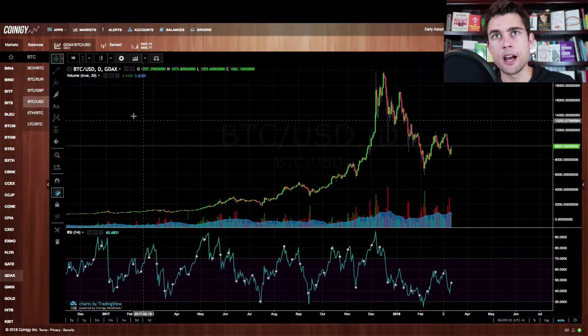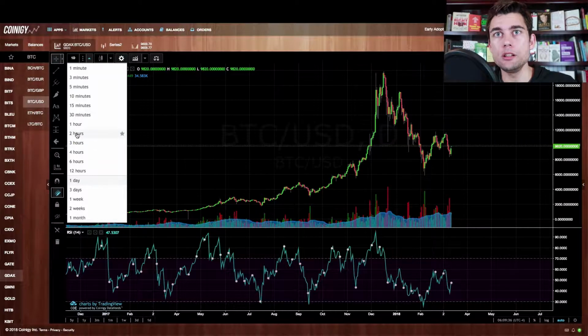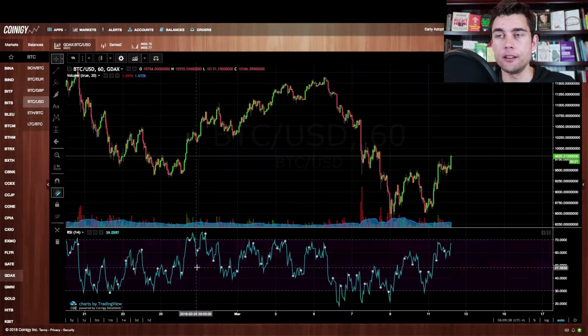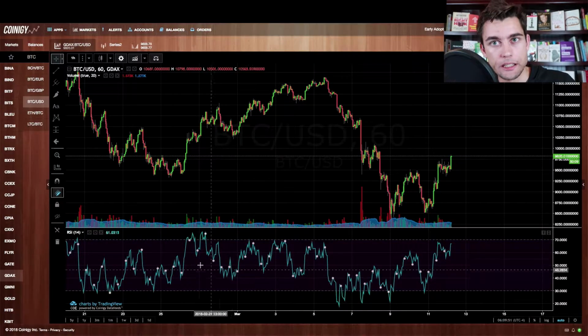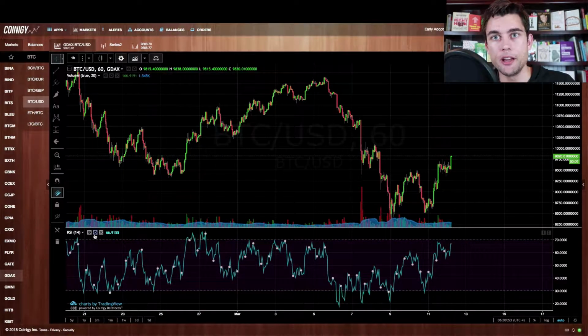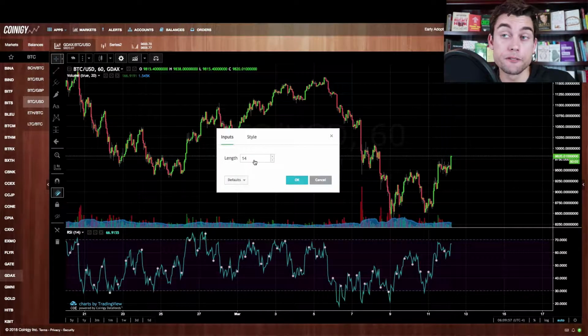Now, you could use the relative strength index, the RSI, in any time frame. So right now I'm in the 1-day time frame. You could use it in the 1-hour time frame if you want, and it'll still be there. Swing traders like to use the RSI 14, and you can see there's the 14 right here. Even if you click on edit and the inputs, you can see the length is 14.